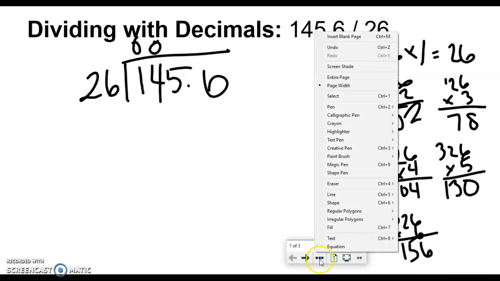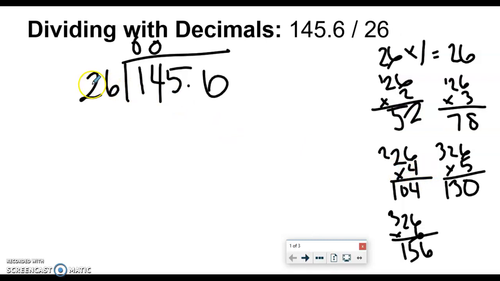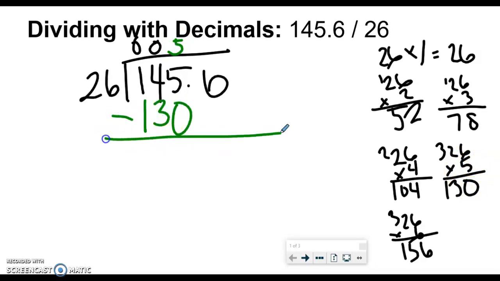I am going to attempt to switch my pen color right now. Let's go green. So I'm going to check my times tables. What's as close as I can get to 145 without going over? And it looks like it's going to be 5. So I'm going to add a 5 up here. 5 times 26, I already did the work here, is 130. I'm going to subtract. 5 minus nothing is 5. 4 minus 3 is 1. Okay, 1 minus 1 is 0, and I'm going to bring down my 6.